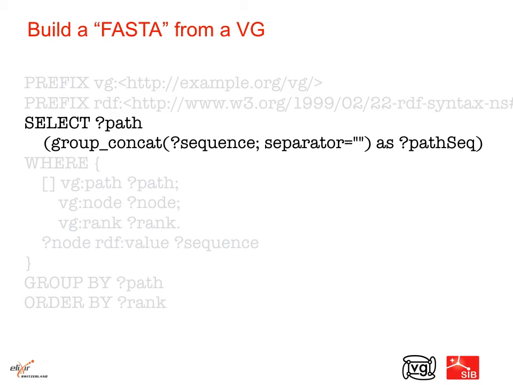So the first part, of course, is the select clause. Here we're looking for a path, and then the sequence associated with the path. And we're using the group concatenation operator. We don't want to separate it there because you're basically making a little IUPAC DNA sequence, and spaces in it are annoying.